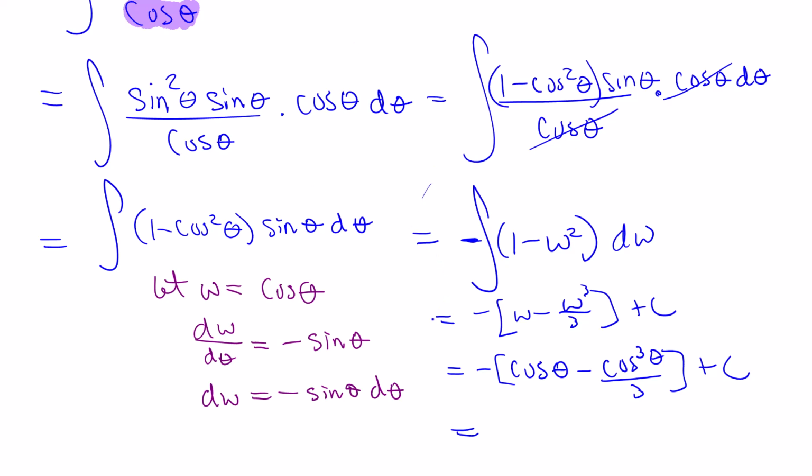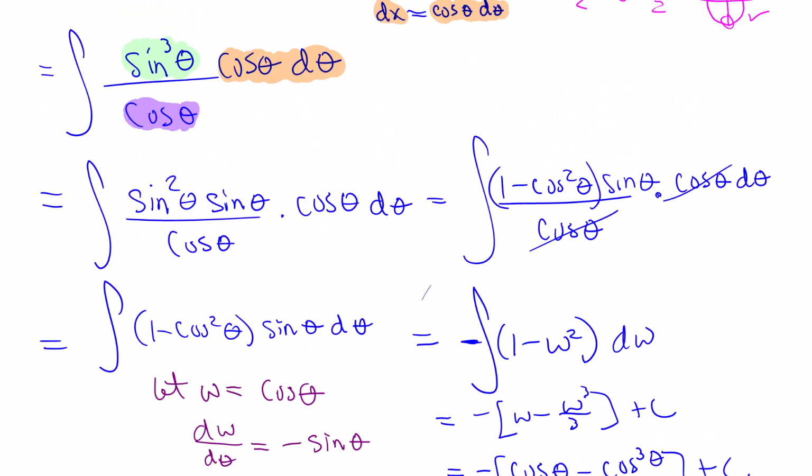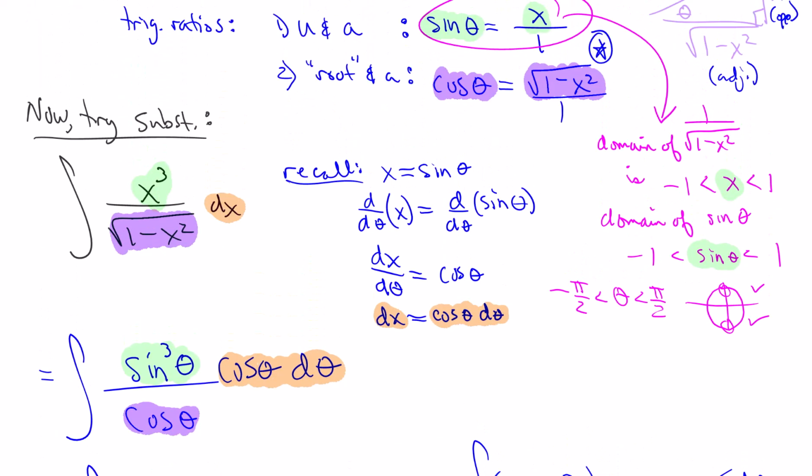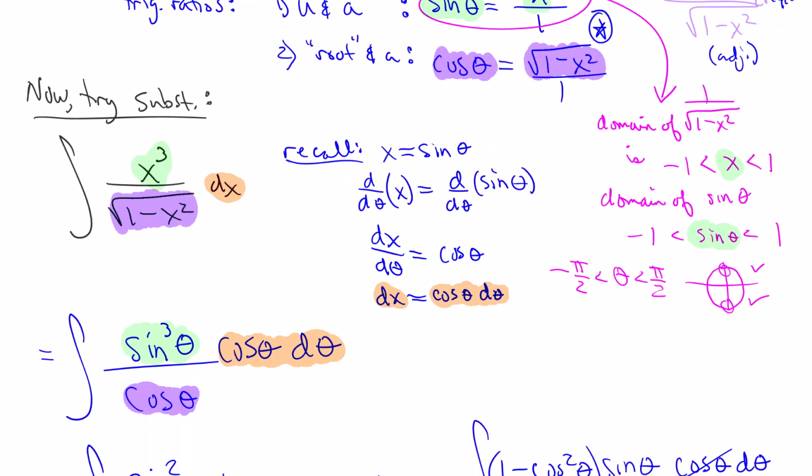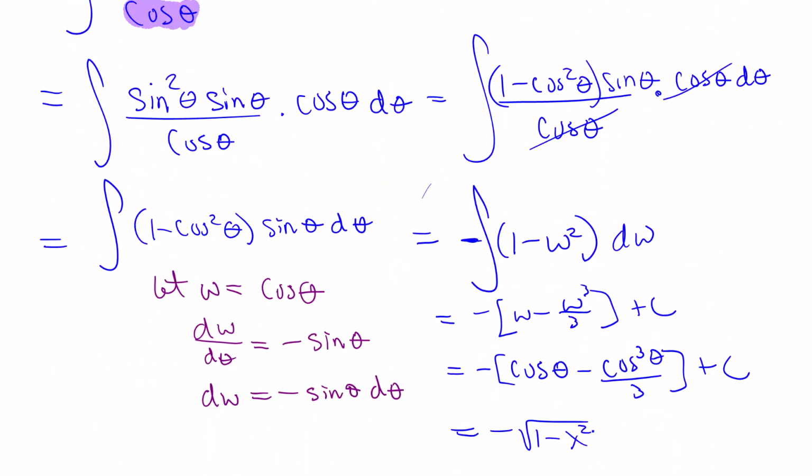So instead of negative cosine theta, we're going to have negative the square root of 1 minus x squared. Again, that's adjacent over hypotenuse, knowing that adjacent was that expression and hypotenuse was 1. So that's what cosine theta is.